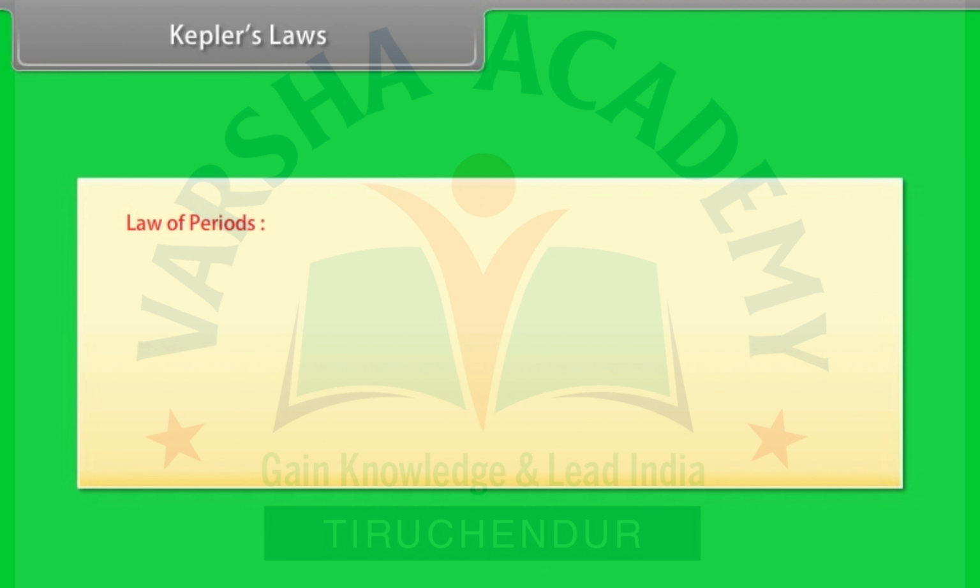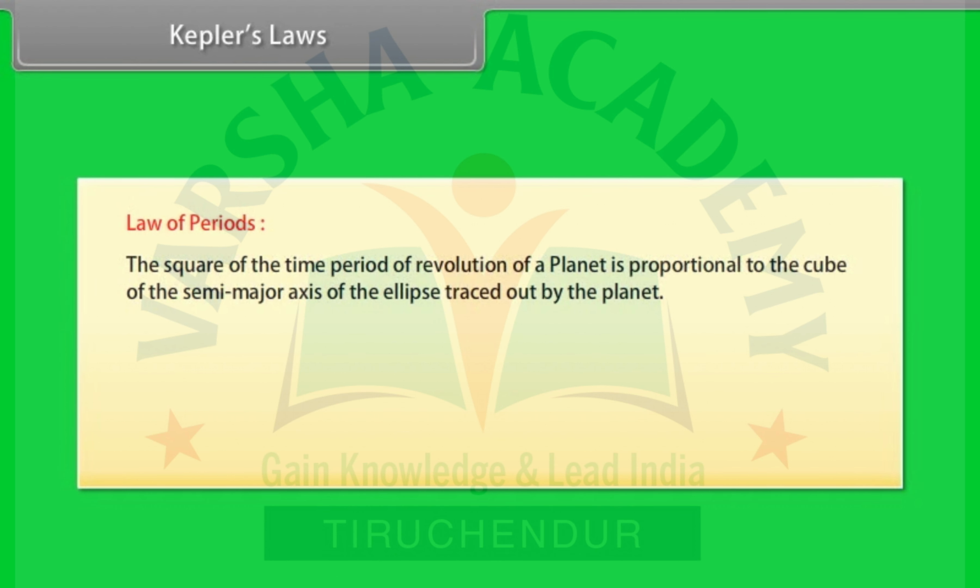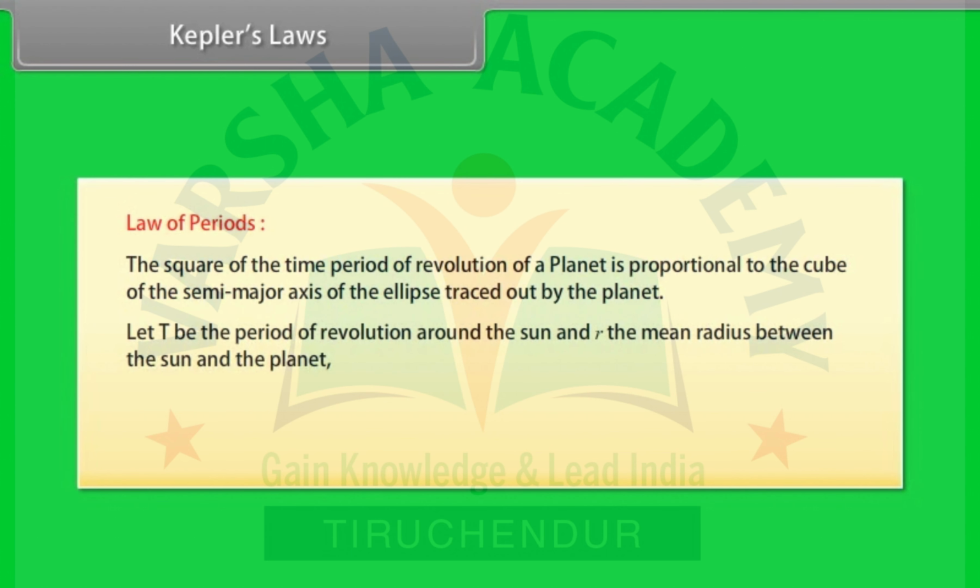Law of periods. The square of the time period of revolution of a planet is proportional to the cube of the semi-major axis of the ellipse traced out by the planet. Let T be the period of revolution around the Sun and r the mean radius between the Sun and the planet. T square is directly proportional to r cube. T square is equal to k r cube.